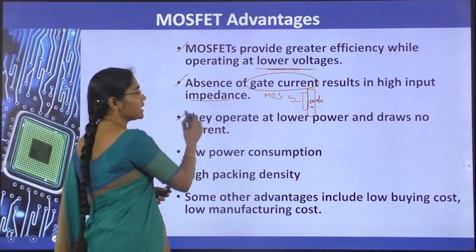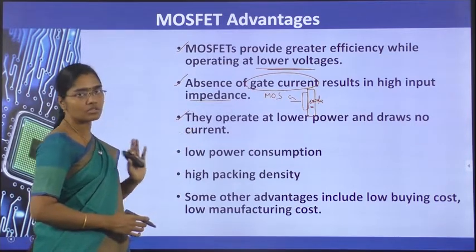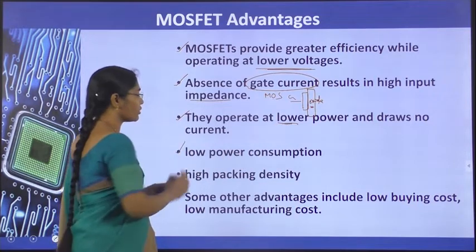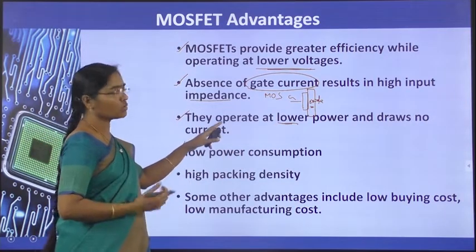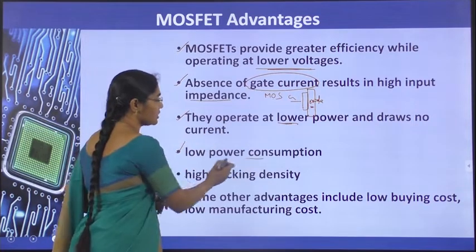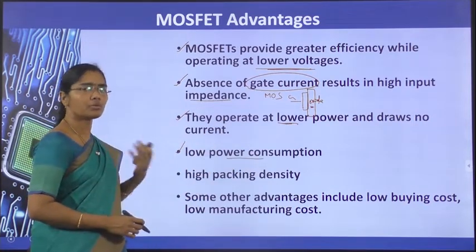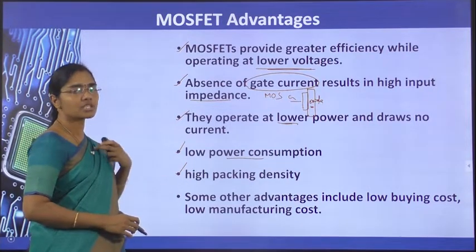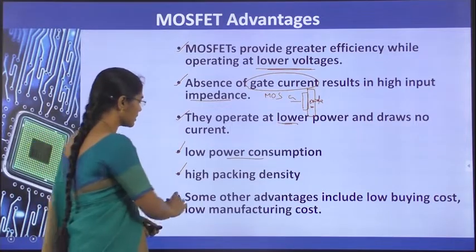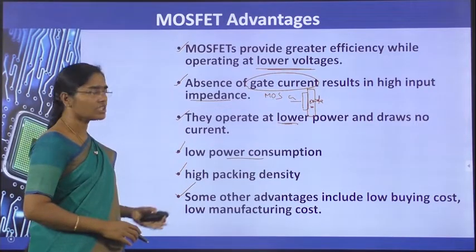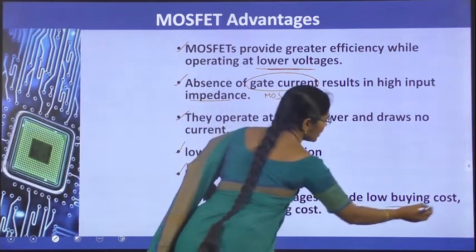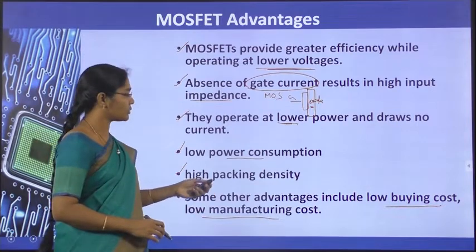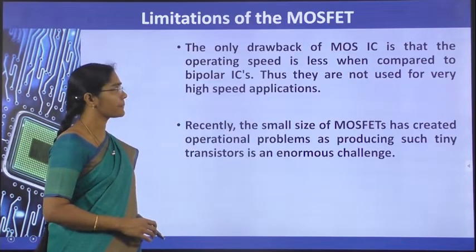They operate at lower power and draw no current. Therefore it is operating with lower power, with lower power consumption and low power dissipation also. It gives high packing density because of using the same transistor for all the components. And the cost is less, that is, a low buying cost and low manufacturing cost. These are the advantages of MOSFETs.